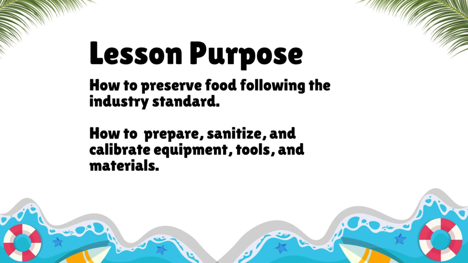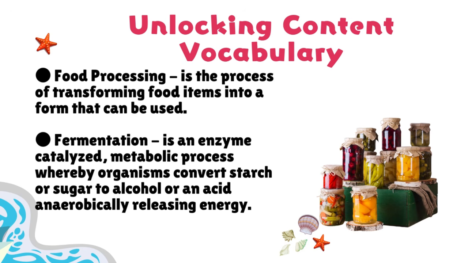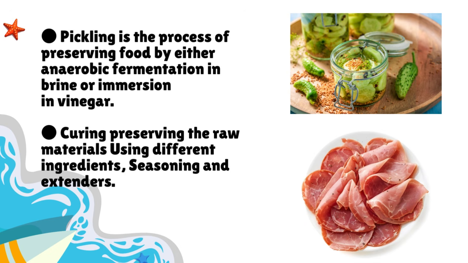Lesson purpose. How to preserve food following the industry standard, and how to prepare, sanitize, and calibrate equipment, tools, and materials. Unlocking content vocabulary. Food processing is the process of transforming food items into a form that can be used. Fermentation is an enzyme-catalyzed, metabolic process whereby organisms convert starch or sugar to alcohol or an acid anaerobically, releasing energy. Pickling is the process of preserving food by either anaerobic fermentation in brine or immersion in vinegar. Curing: preserving the raw materials using different ingredients, seasoning, and extenders.